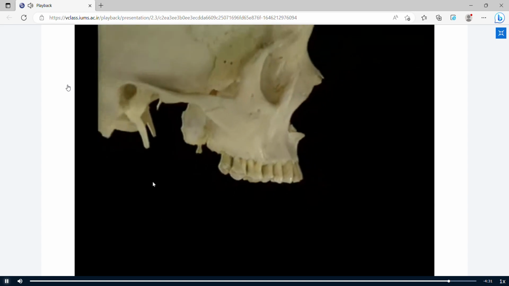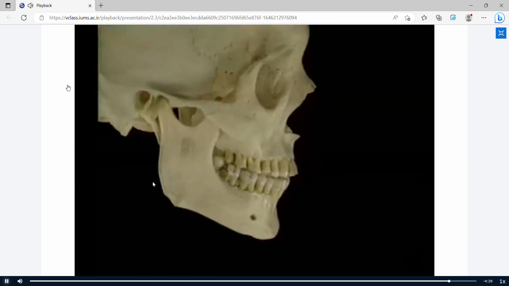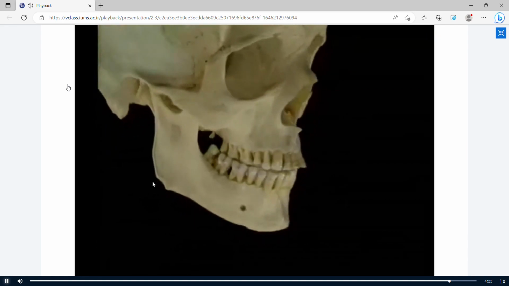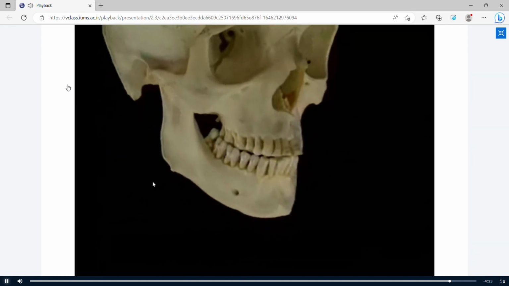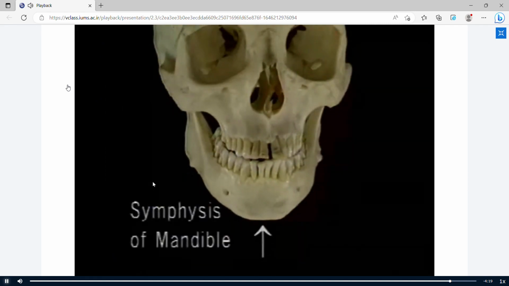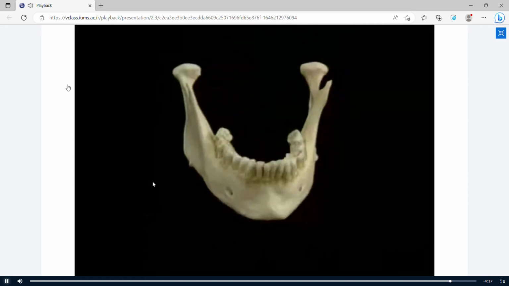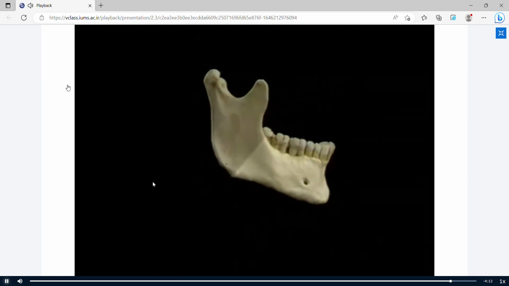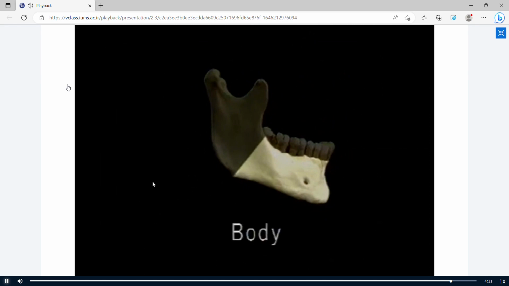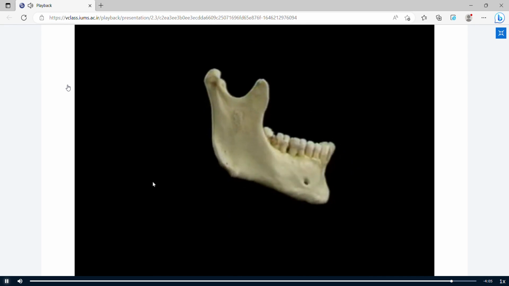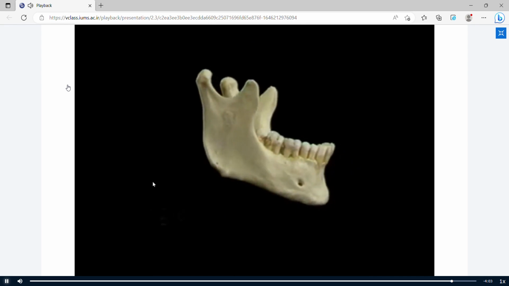Now we'll bring the mandible into the picture. The mandible develops from two originally separate bones, one on each side, which fuse together here at the symphysis. The mandible is described as consisting of the body and the right and left ramus. The corner between the ramus and the body is the angle of the mandible.